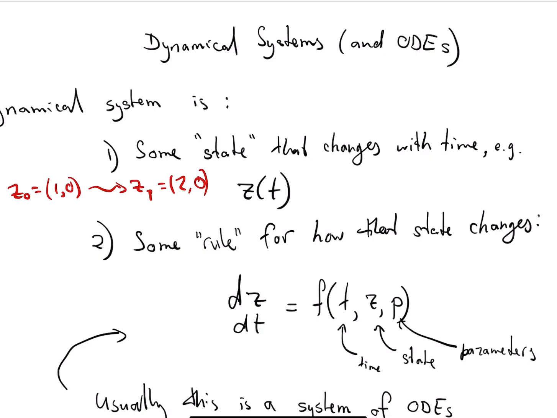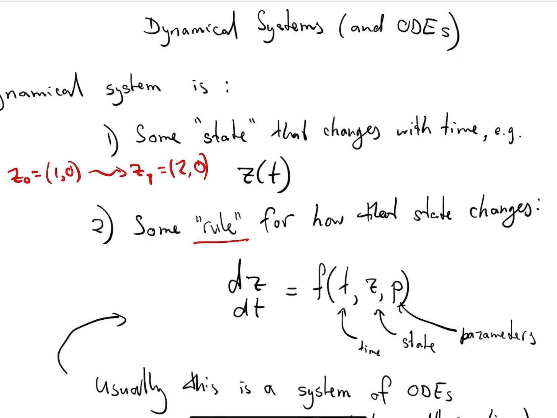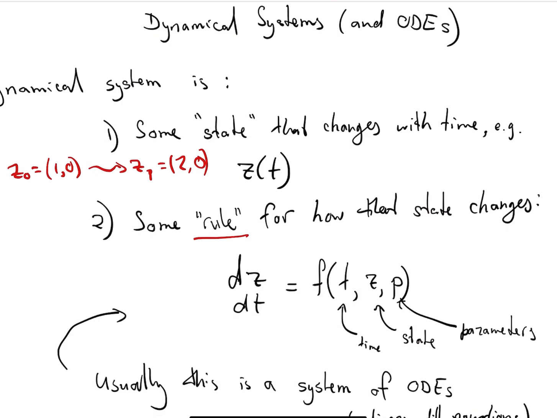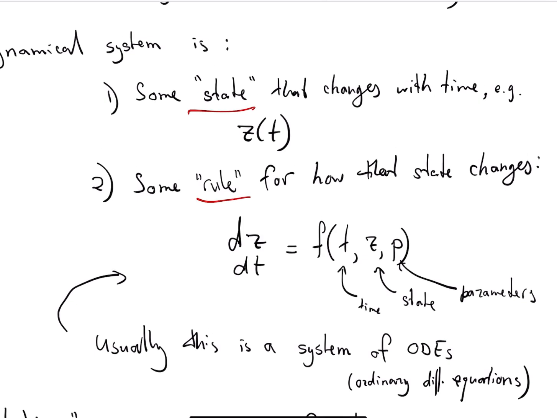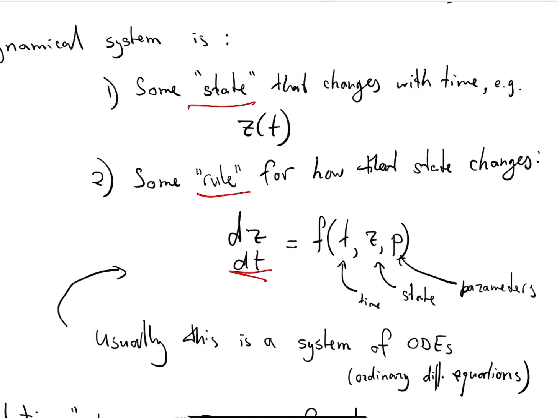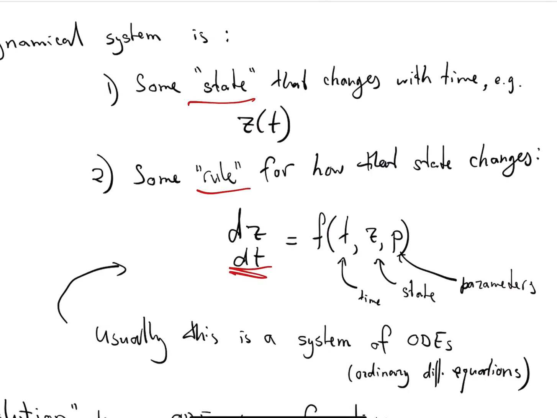The second part of the dynamical system definition is some rule. This is some rule for how the system changes. And this rule is expressed as a differential equation. So when you say how fast z is changing with time, you're going to say it's some function of time, state, and some parameters. Parameters are just different constants that show up in this function f. This function f you can think of as the derivative of z with respect to t. So once you have the state and the rule for how this state changes with time, you have usually a system of many of these equations, a system of ordinary differential equations. You have a description of a dynamical system.